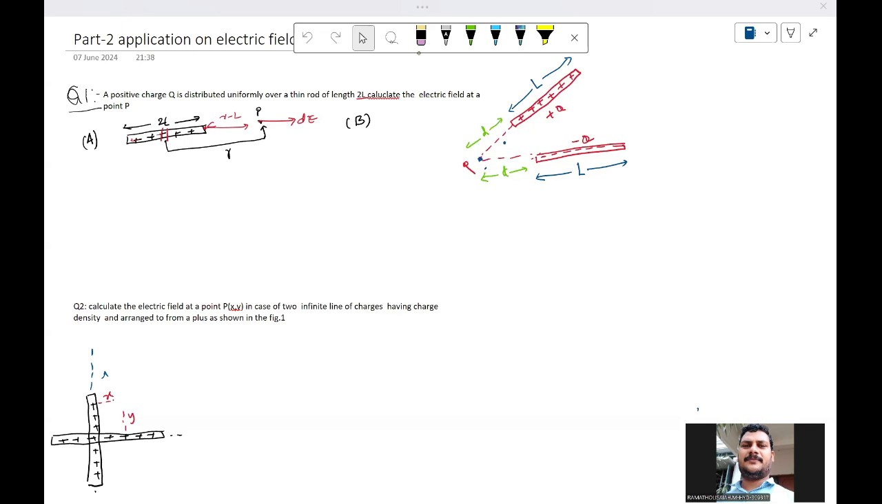So here are some applications. As I have explained, for a system of particles and due to the shapes of the bodies, how to find the electric field, neutral points, and electric field due to different shaped bodies, I have given the formulas, everything. So some more applications we will learn in this class.